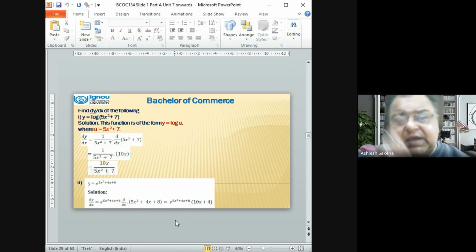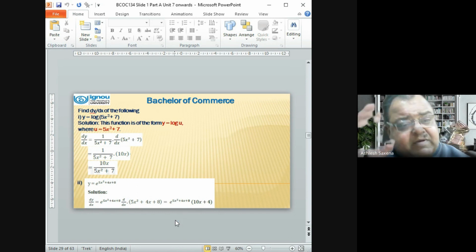The derivative of log x is 1/x. The derivative of e^x is e^x.